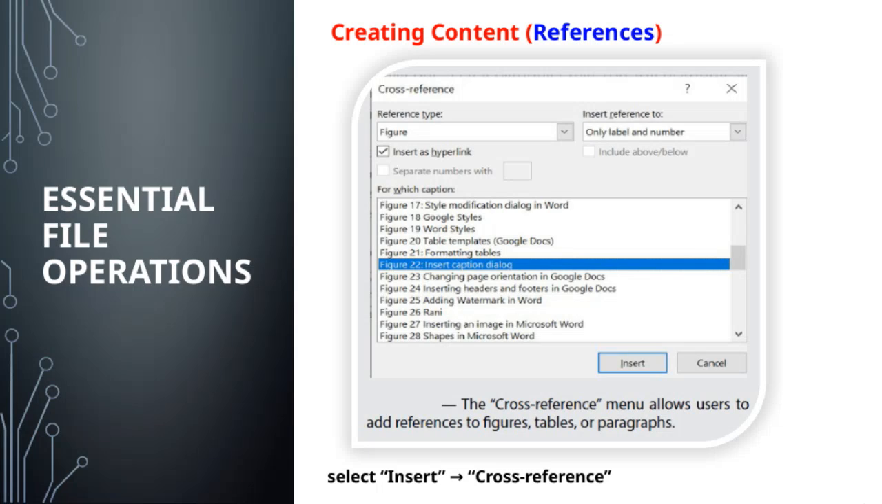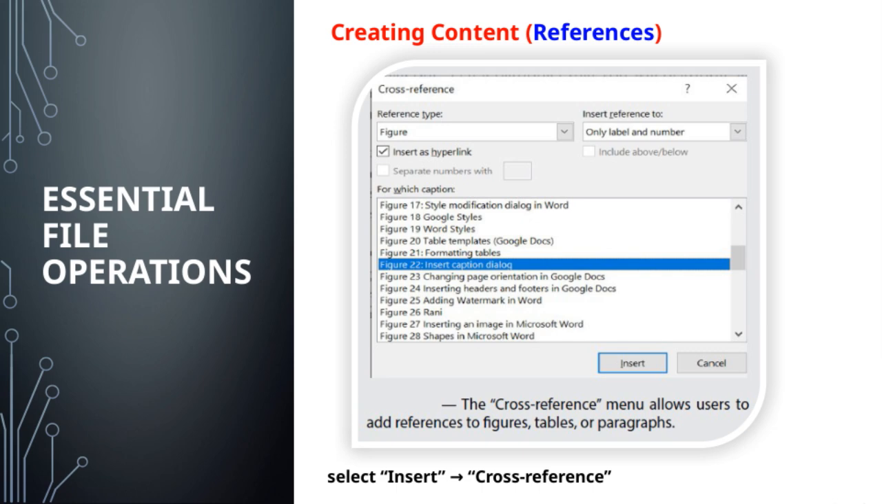Now, to create a cross-reference in your document, you start by selecting the Insert tab. Then, click on Cross-Reference. This feature is really powerful because it allows you to link to other parts of your document, such as headings, figures, or tables. By doing this, when you update your content, the references automatically update as well, saving you time and ensuring consistency.